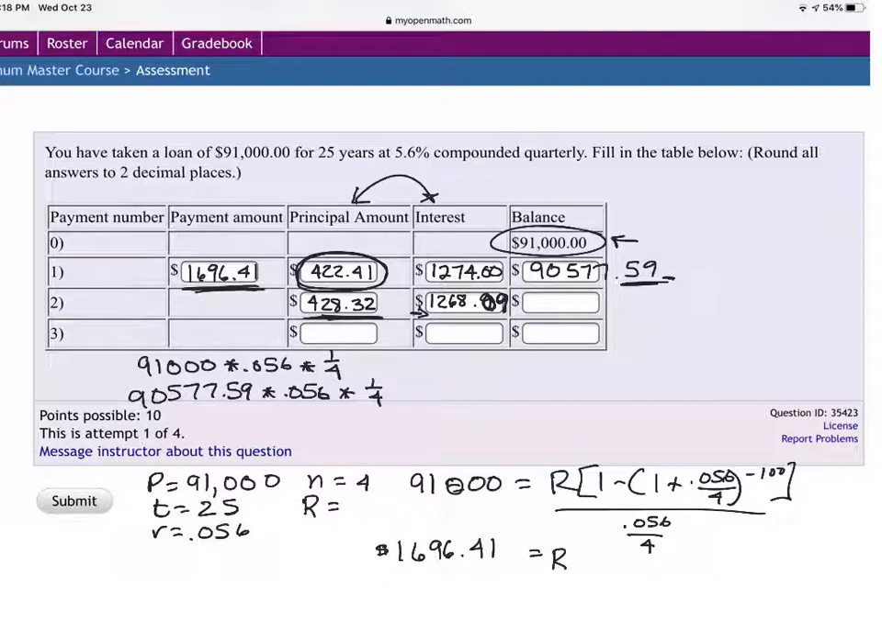So I'm going to be now subtracting this principal amount from what I previously got for my balance. So that $90,577.59 minus the $428.32, and I will get $1,490.27. Okay, so this will be my new principal for this interest here, and continue on.